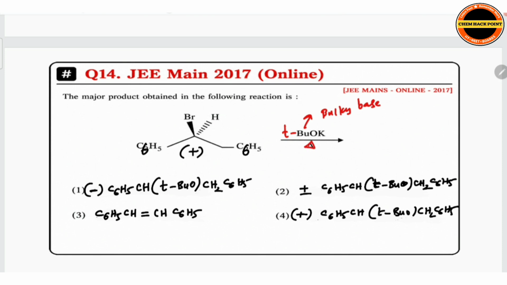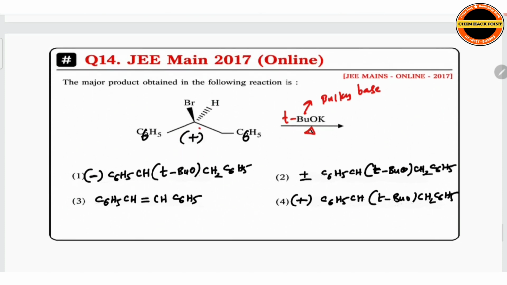So it is the plus isomer, that is the dextro isomer. So directly you can think here, whenever a bulky base is given along with heat energy, it gives the less crowded alkene. Directly, the major product you will get in this case is the alkene.